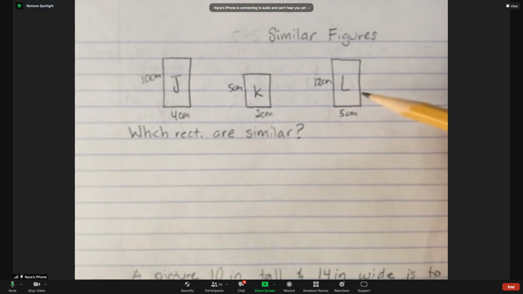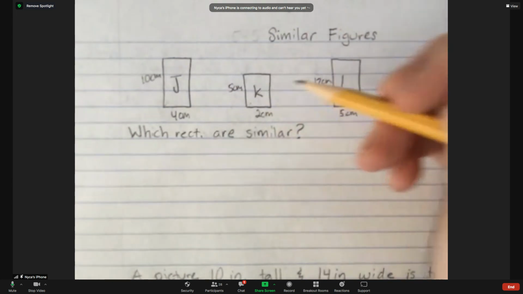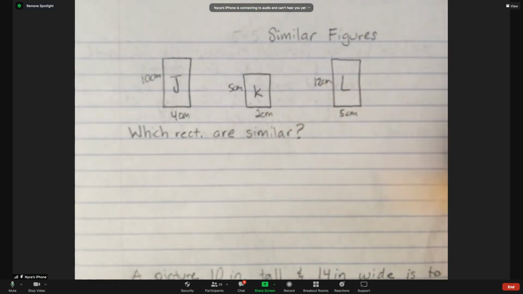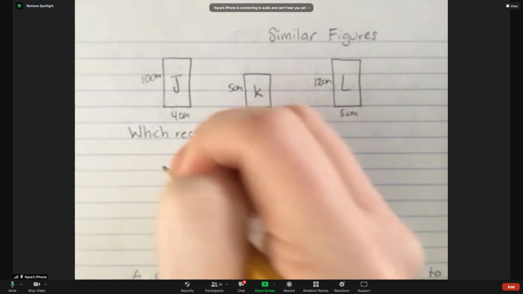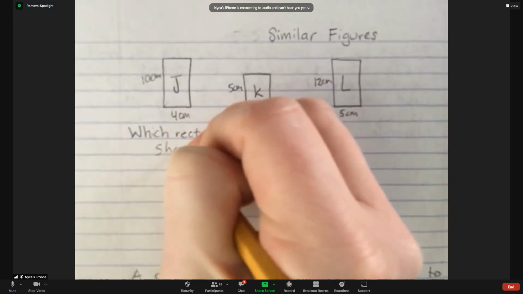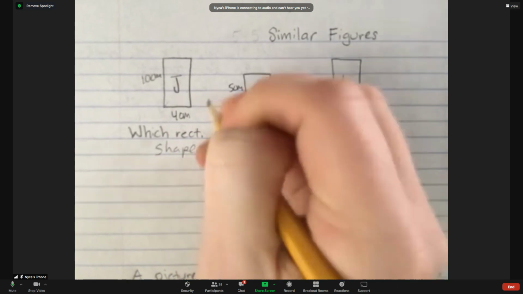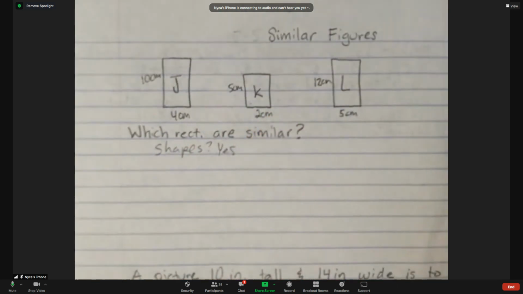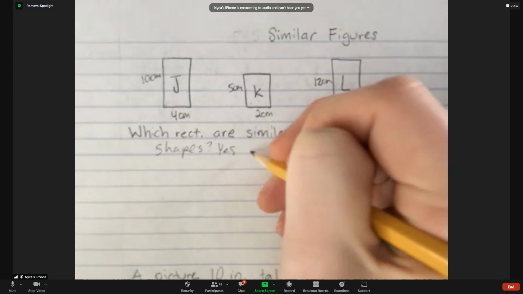However, the orientation, so whether you slide it, rotate it, or reflect it, that can change, and the size can change in proportion. In other words, by a scale factor. So the first thing you want to look at is whether the shapes look kind of the same. Yeah, they do, but we can't really tell. Do the angles look the same?